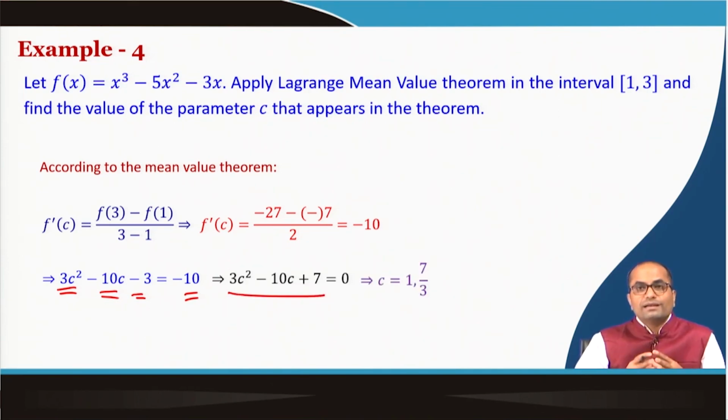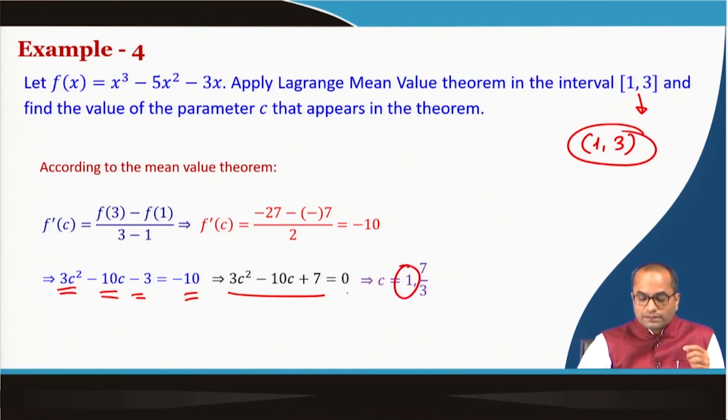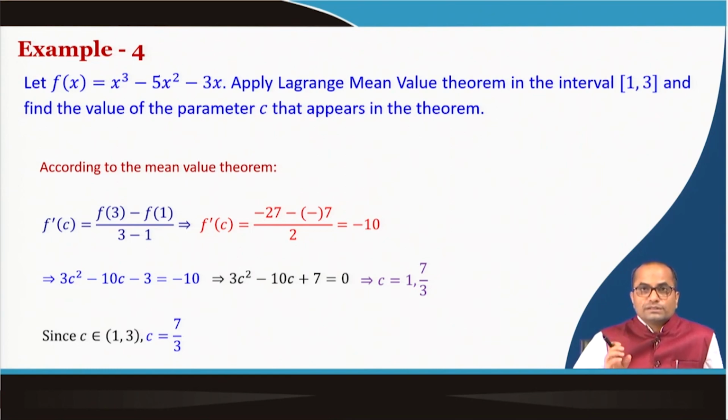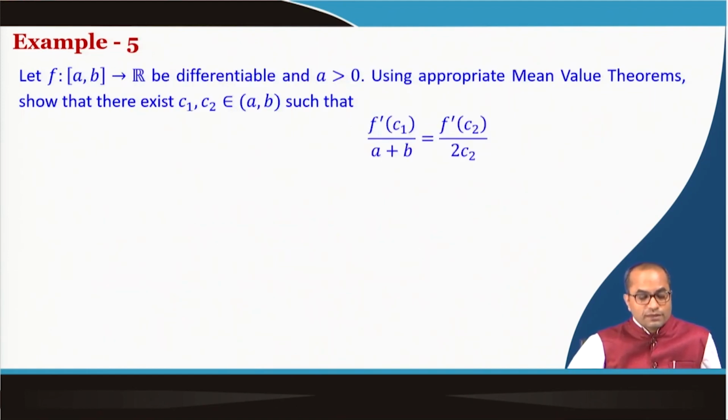So, we will get two numbers for c which satisfy this equation. c is 1 and 7 by 3. The c has to be in the open interval 1 to 3. So, it cannot be 1, it has to be between 1 and 3. So, 7 by 3 is the number which we were looking for. This c is 7 by 3, which is exactly that c which comes in the Lagrange mean value theorem. So, this is the last example.